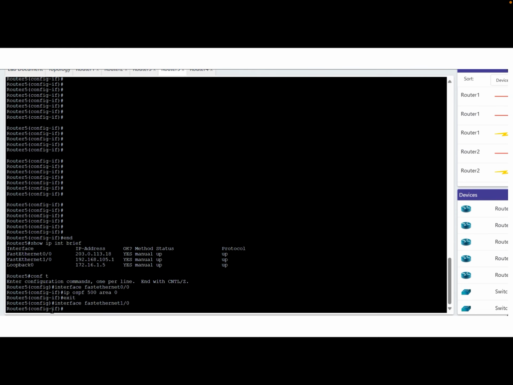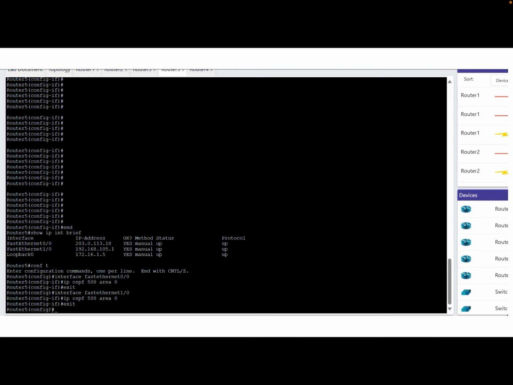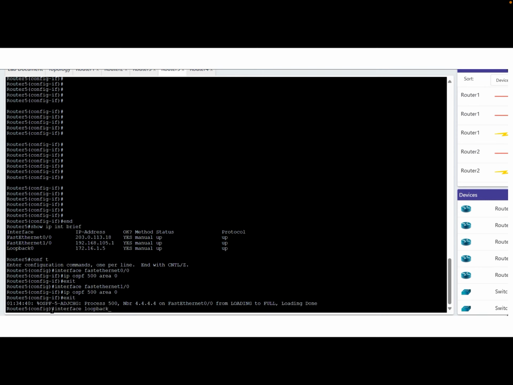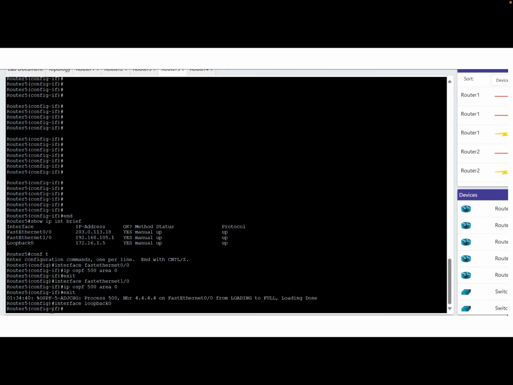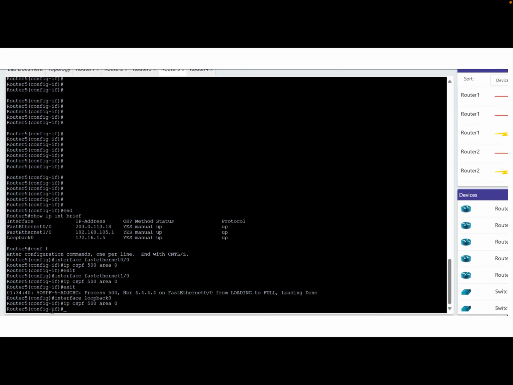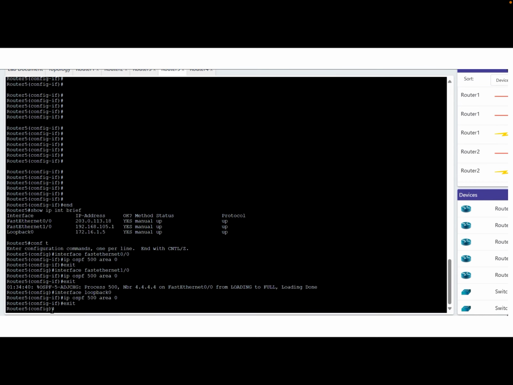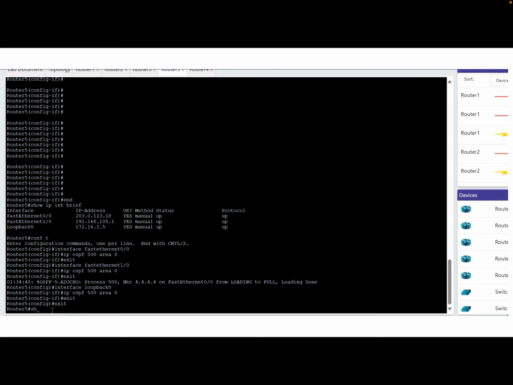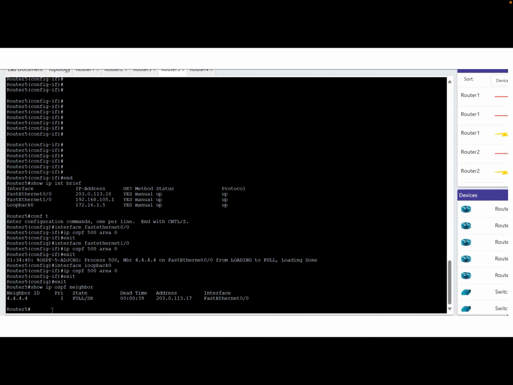Same process again. FastEthernet 1/0, ip ospf 500 area 0. I've used the up command. It makes it so much easier. So let's do it finally for Loopback 0. Interface Loopback 0, ip ospf 500 area 0. There we go. Exit. Perfect. Okay. Great. Show ip ospf neighbor.